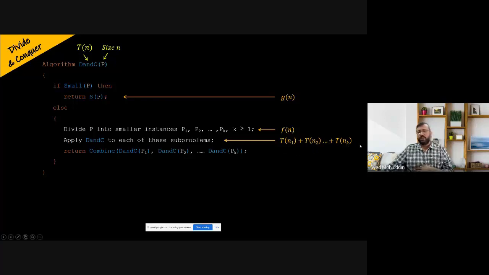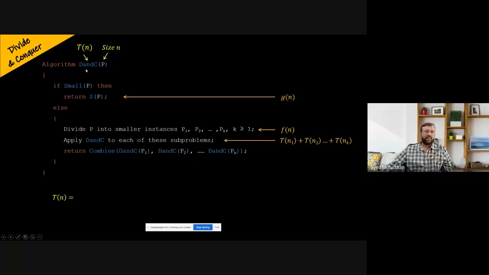This is a summation, because divide and conquer is called for each and every subproblem. So for all the subproblems, this statement takes T(n1) plus T(n2) plus up to T(nk) as the time. That is the summation of the time for calling divide and conquer for each subproblem. Then we have the return statement, returning the combined solution. This is a primitive statement. We combine whatever solutions we have.